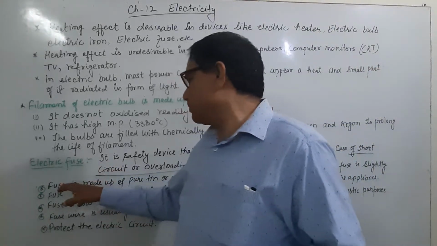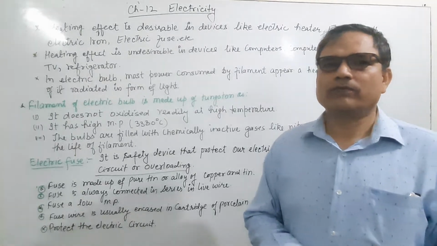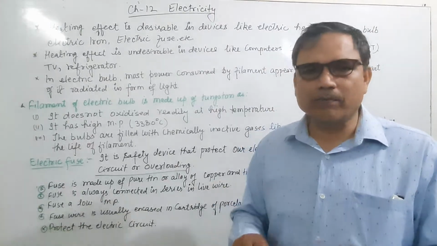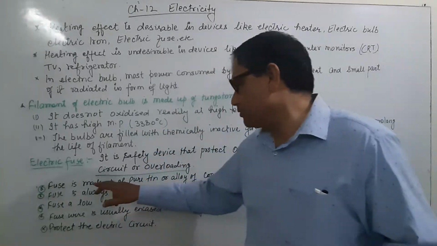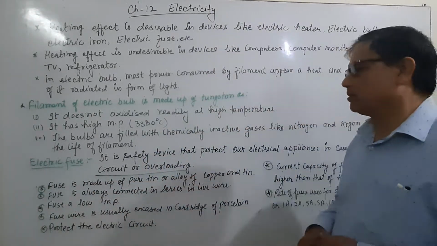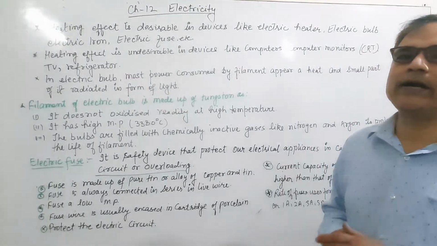And therefore, what are the conditions of the fuse, where it is used, what is its composition, and what is the rating of the fuse we generally use? First, the fuse is made up of pure tin. Why is it made up of pure tin? Because tin has a low melting point.